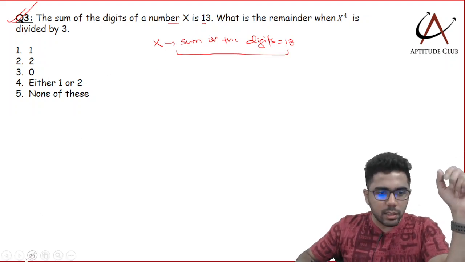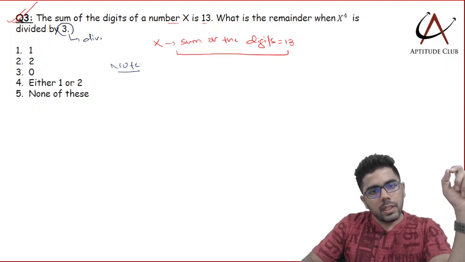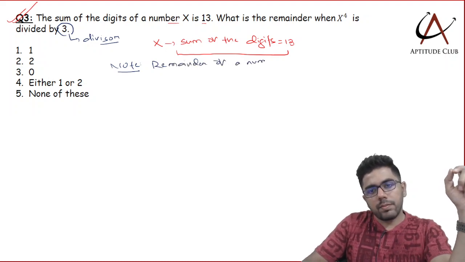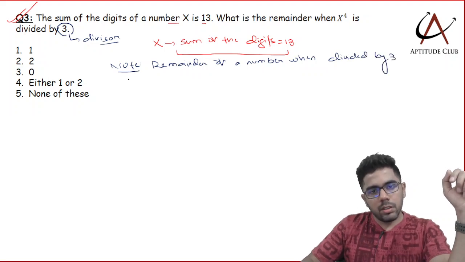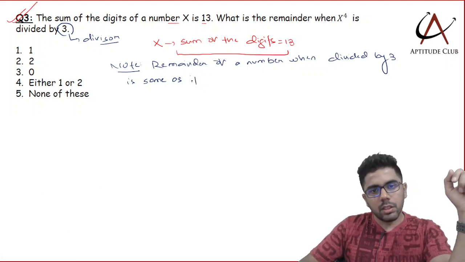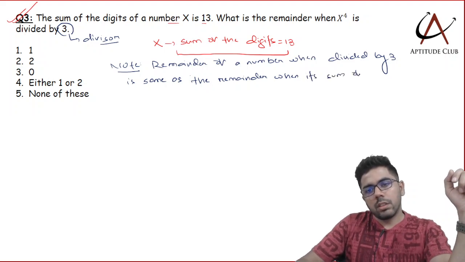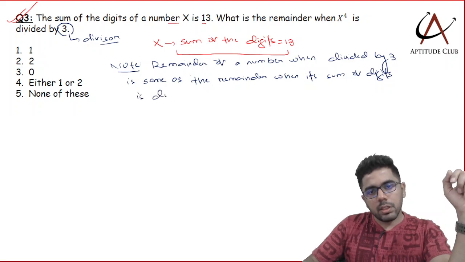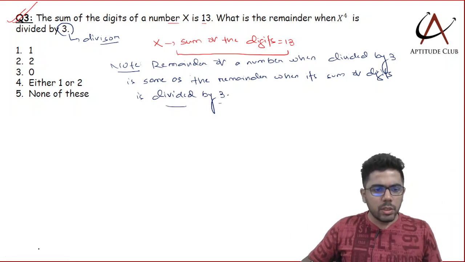Now look at a very interesting principle. I'll write a statement and then try and think whether it is correct or not. यहाँ पे 3 is the divisor, and specifically that is why they have written sum of digits. So I'll write: remainder of a number when divided by 3 is same as the remainder when its sum of digits is divided by 3. You can take it as principle and check.